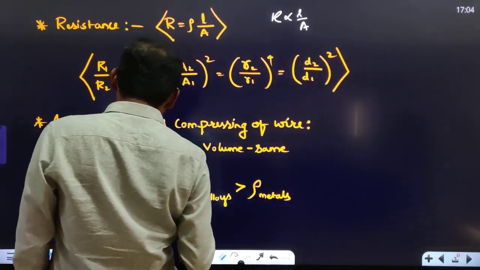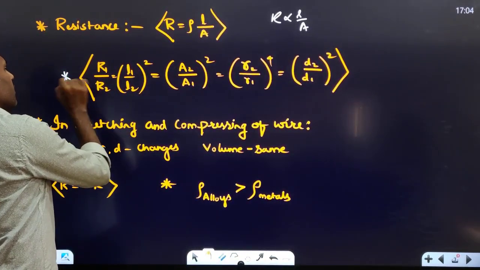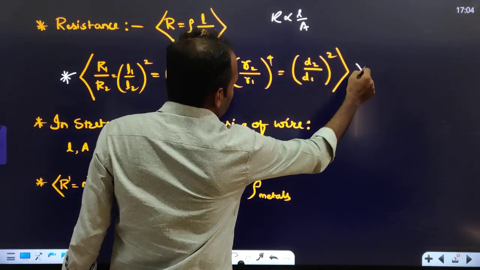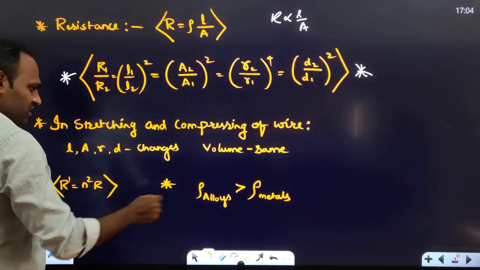So in case of stretching and compressing, this is the final formula which you have to apply. Other than this, there are also simplified ones, shortcuts, as we call them.